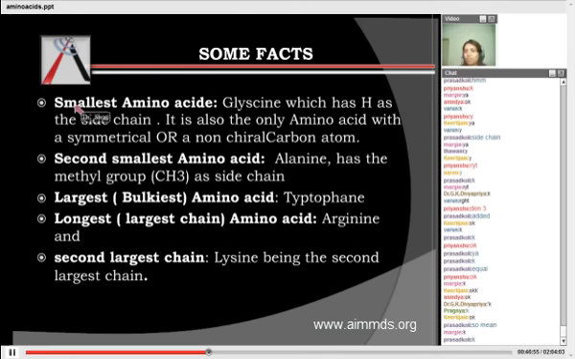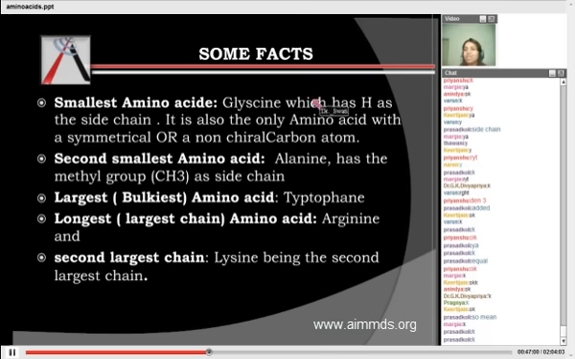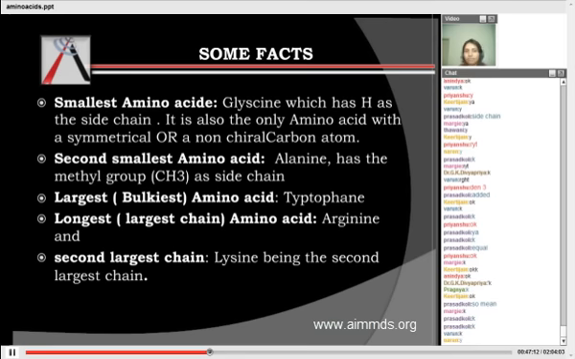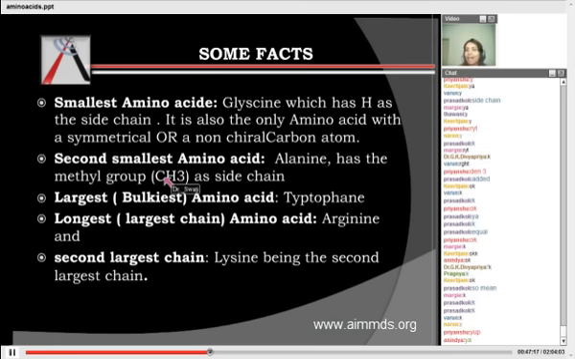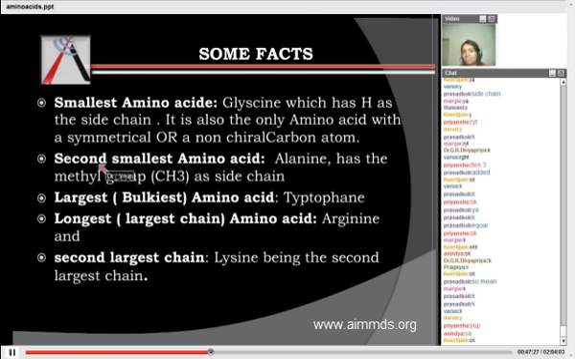Let's come across some of the facts related to them. We already saw the smallest amino acid is glycine because it has H in place of the side chain. And one more fact is it is the only amino acid with a symmetric or non-chiral carbon atom. Okay. The second smallest amino acid is alanine. Alanine has CH3 as a side chain. So the smallest one had H as a side chain, the second smallest has CH3 as a side chain, and that is nothing but alanine.